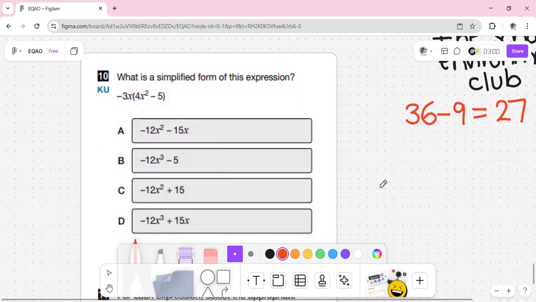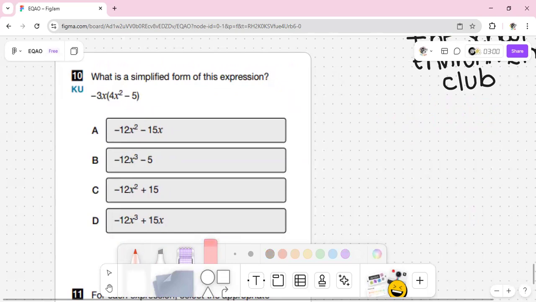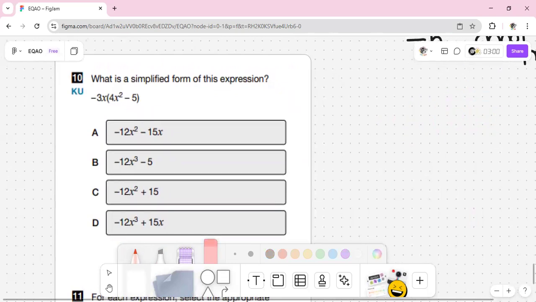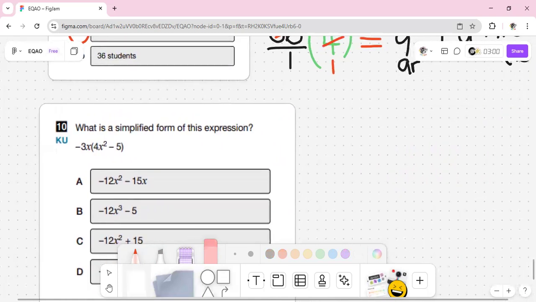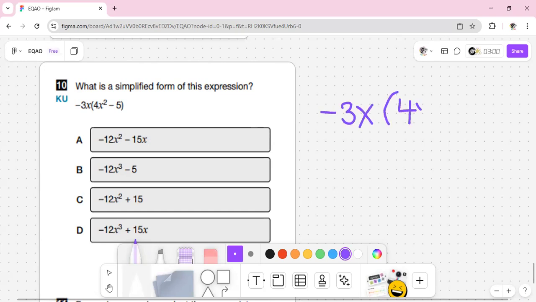Okay, I couldn't resist this distributive property question. I know that some of you have difficulty showing your steps for distributive property, so I want to tackle this question together. What is a simplified form of this expression? So I have negative 3x, a monomial, that is multiplied by a binomial, 4x squared minus 5.